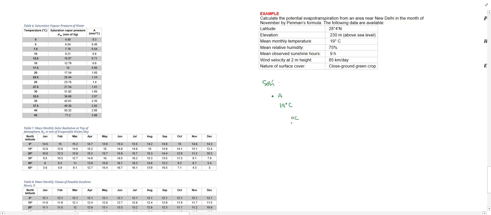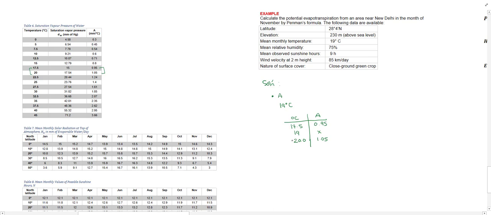Example, we have degree Celsius, and we have this A. This is 17.5. So, the 19 is in between. So, we put 19 and then 20.0, and then on the other side that would be 0.95. Our 19 is x, and then 20 is 1.05. Okay, so we find our x.